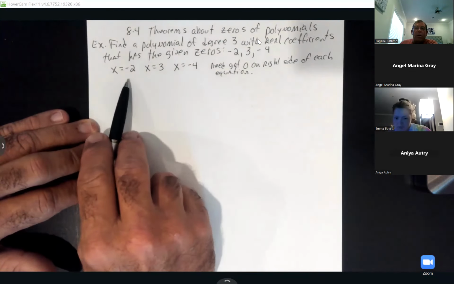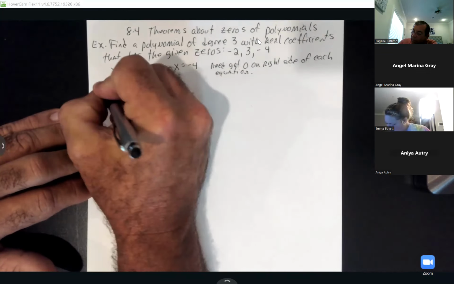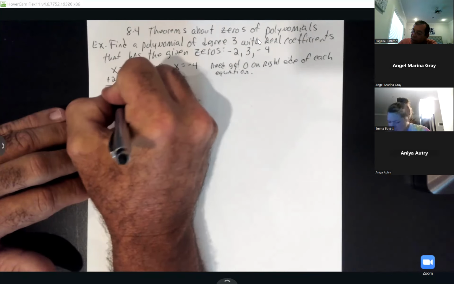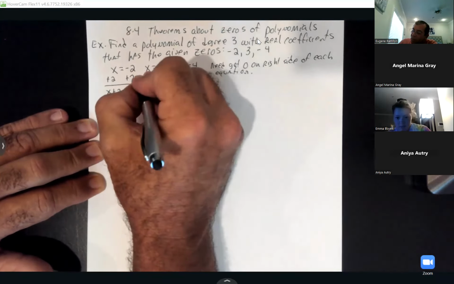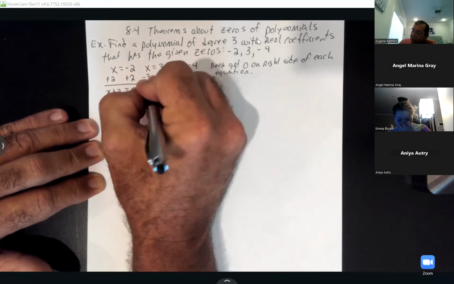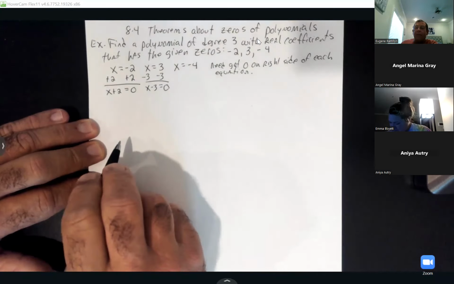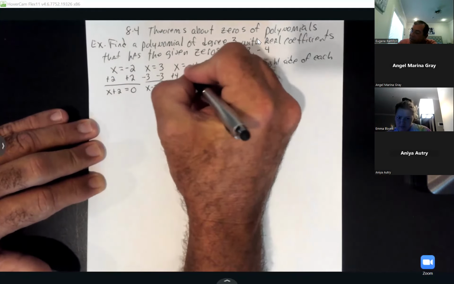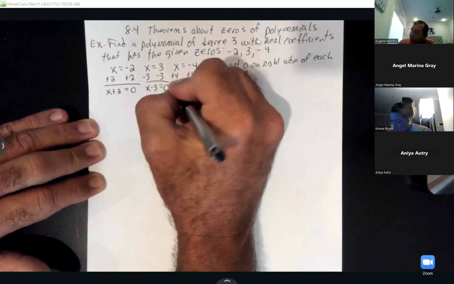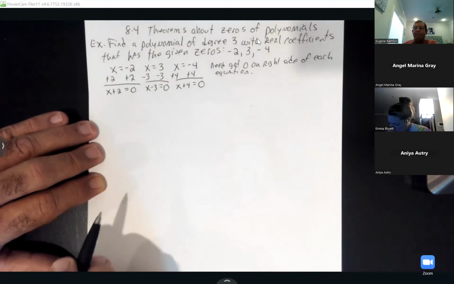So for the first one, I'm going to add 2 to both sides. And I get x plus 2 equals 0. Second one, I'm going to subtract 3 from both sides. And I get x minus 3 equals 0. And finally, the last one, I'm going to add 4 to both sides. So I get x plus 4 equals 0.